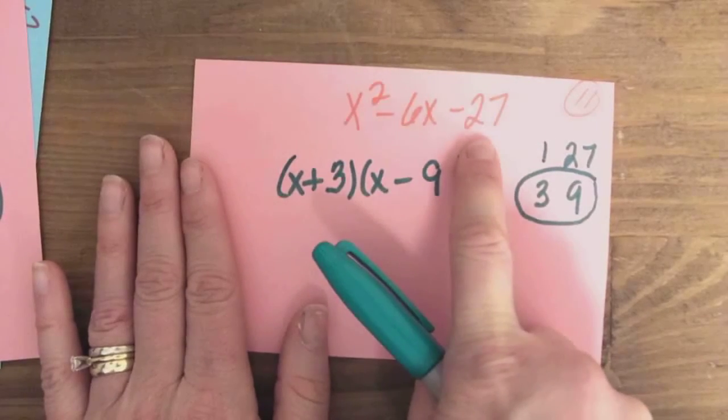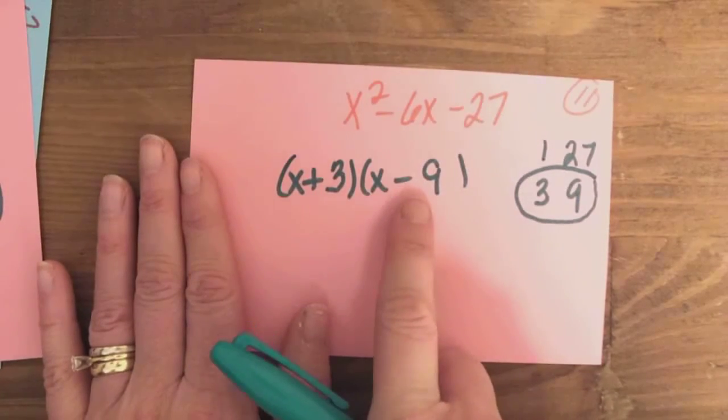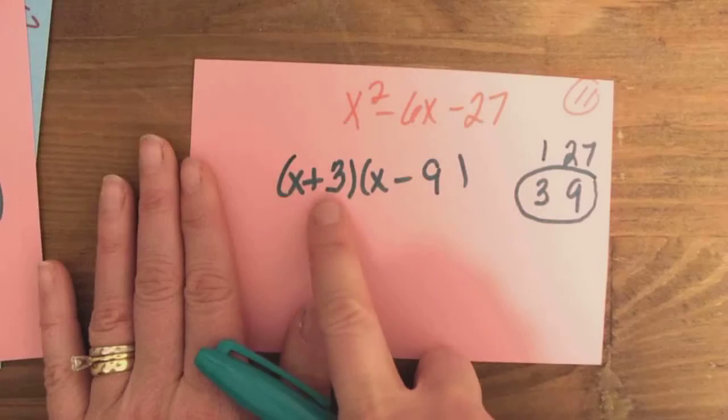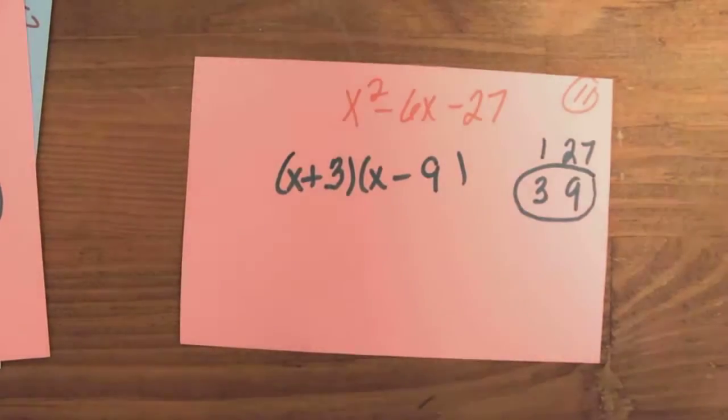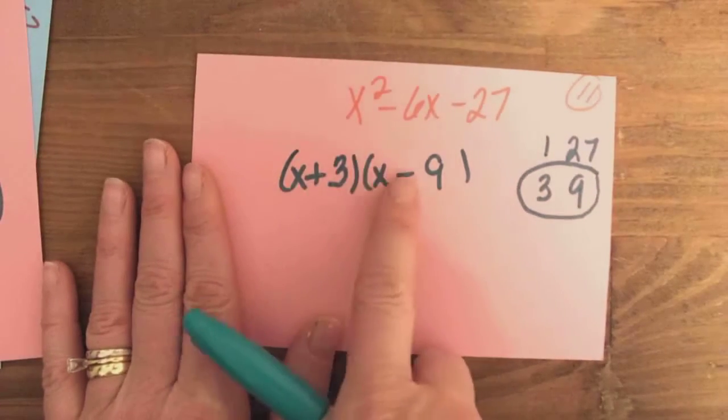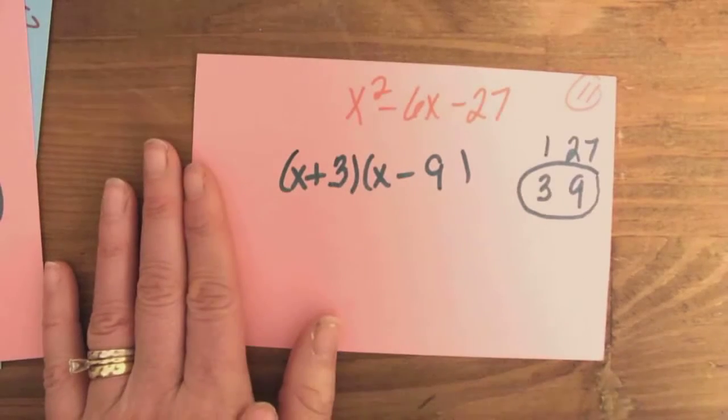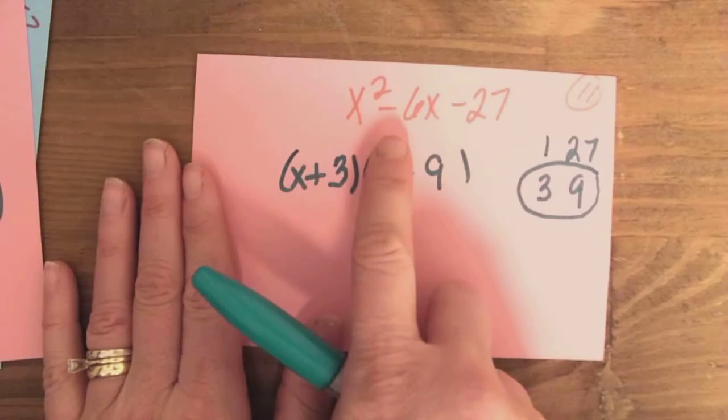3 times negative 9 is negative 27. 3 minus 9, or 3 plus a negative 9, which I know some of you say. I prefer if you just say 3 minus 9 is negative 6.